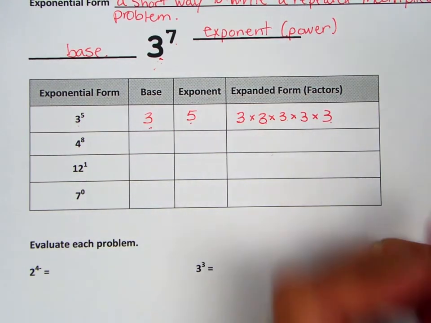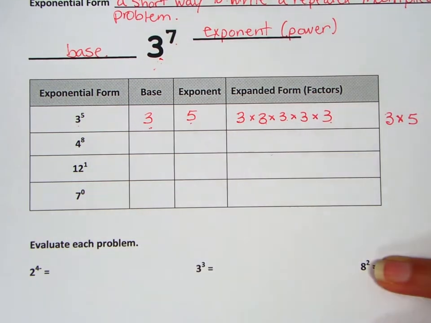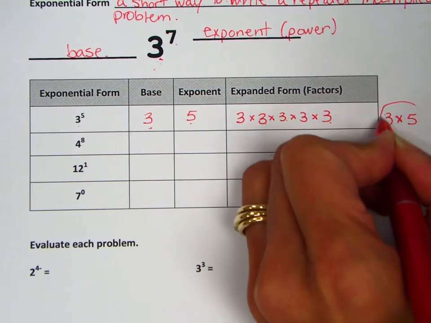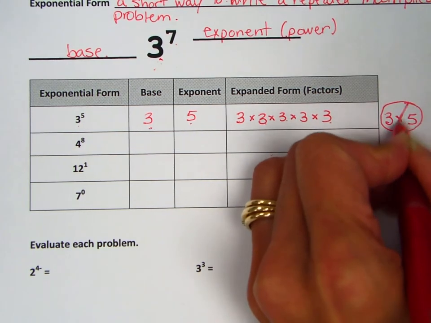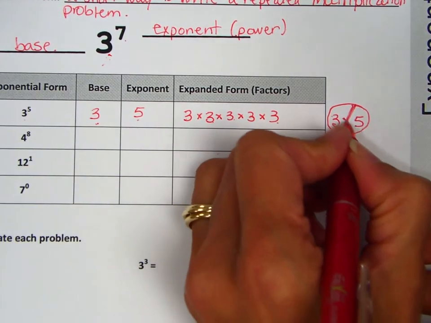It is not 3 times 5. This is a very common mistake. We do not want 3 times 5. Okay, this is not correct.